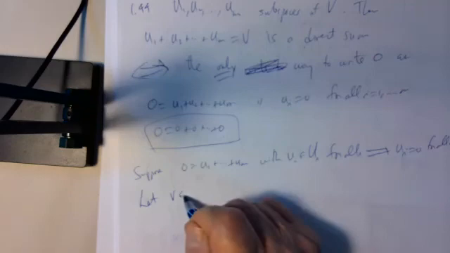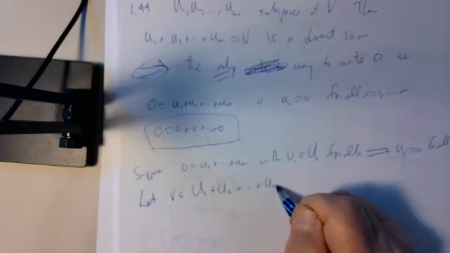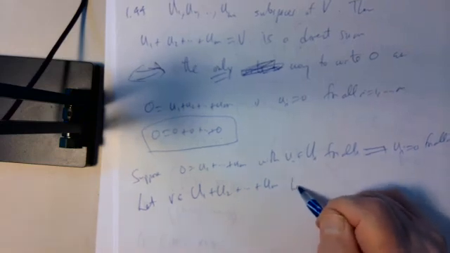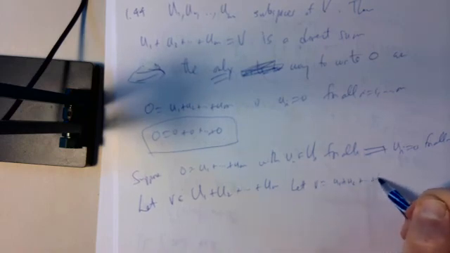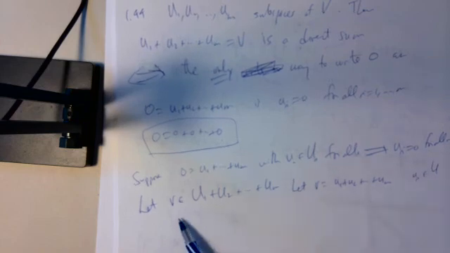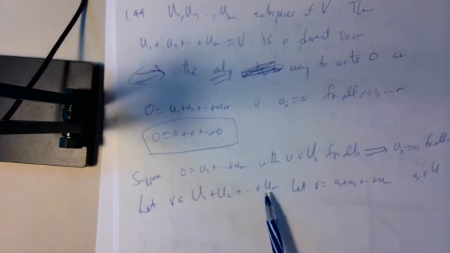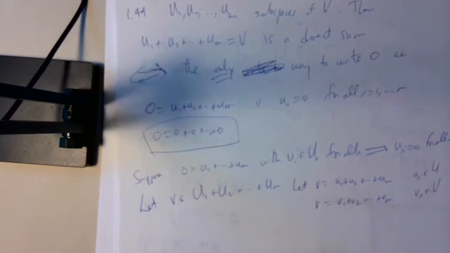So let V be in the sum. Let V = u1 + u2 + ... + um be one representation of V as a sum of elements in this set. And suppose we also have V = v1 + v2 + ... + vm, where again all the vi are in the subspaces.